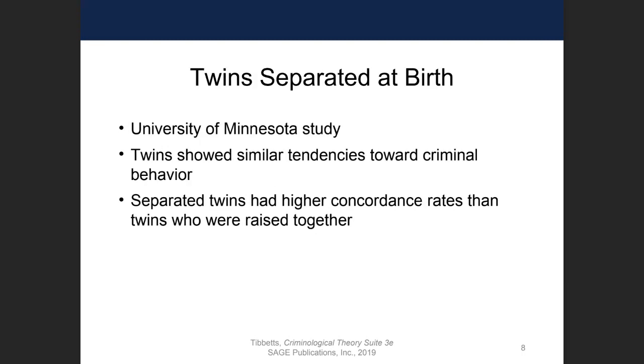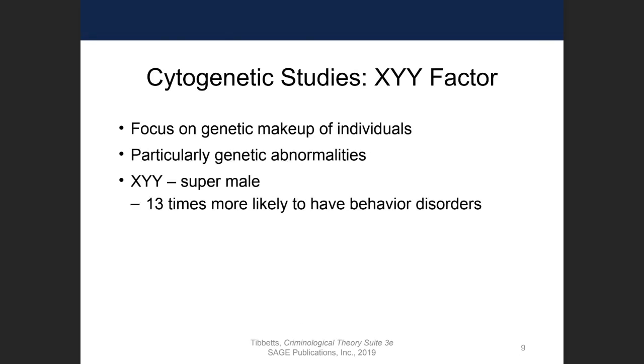And then there were also studies that looked at twins separated at birth. For example, there was a University of Minnesota study that showed that twins had similar tendencies toward criminal behavior even when they were separated at birth. And I just mentioned this in another slide. Some other studies that have looked at the link between biology and crime were what are called cytogenetic studies.